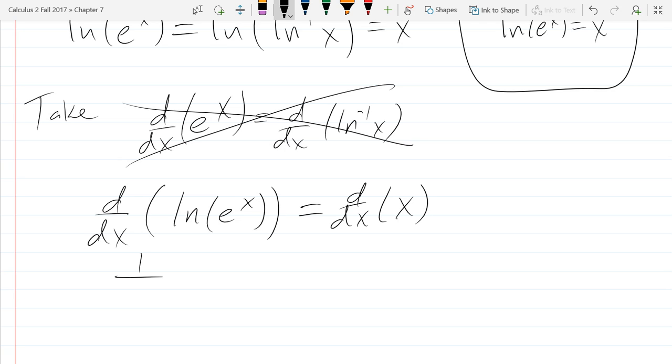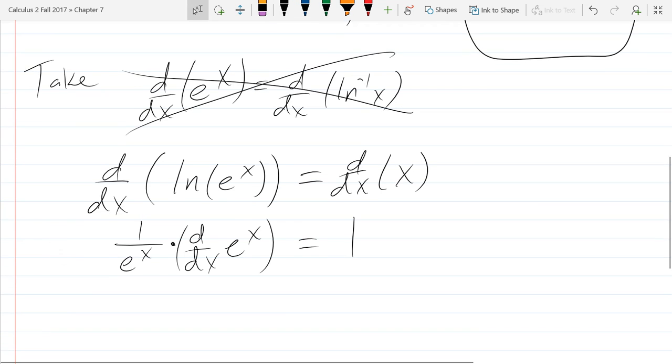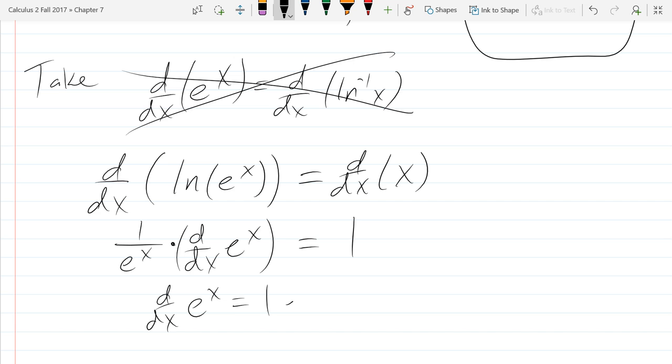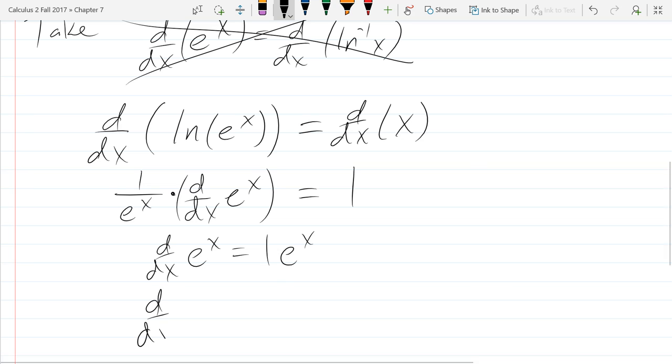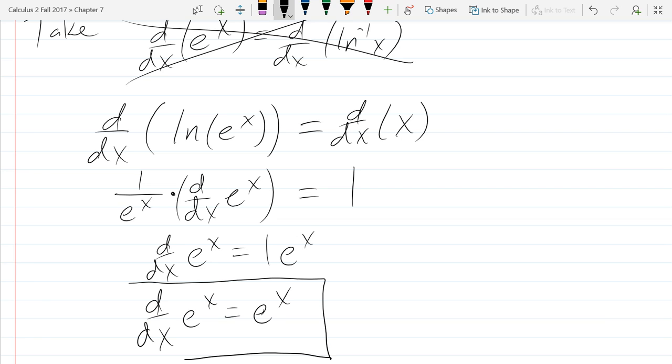So the chain rule says the derivative of ln of the stuff is 1 over the stuff multiplied by the derivative of the stuff, so 1 over e to the x times the derivative of e to the x equals the derivative of x, which is 1. So I'm going to solve for the derivative of e to the x by multiplying both sides by e to the x. That's probably the easiest calculus problem we'll do all quarter. There really wasn't much going on beyond the chain rule here.